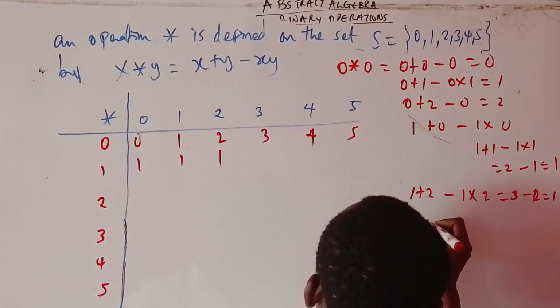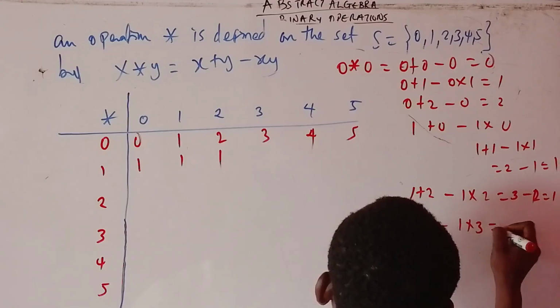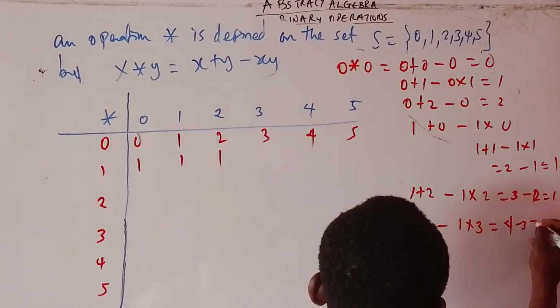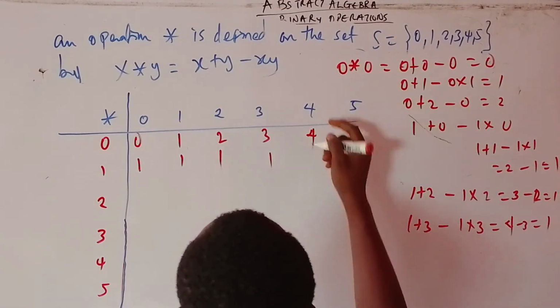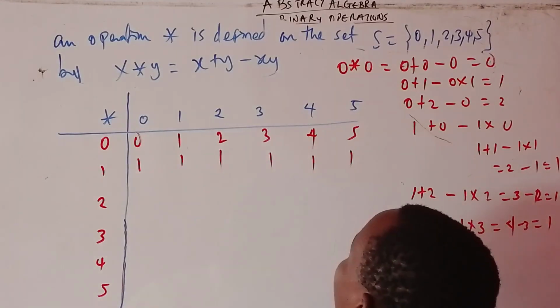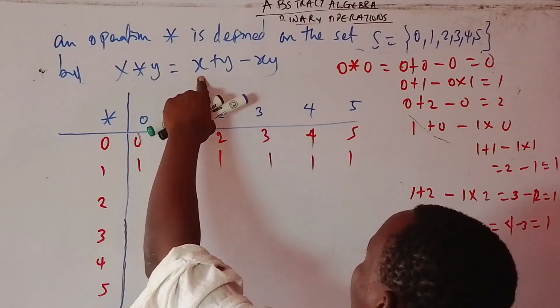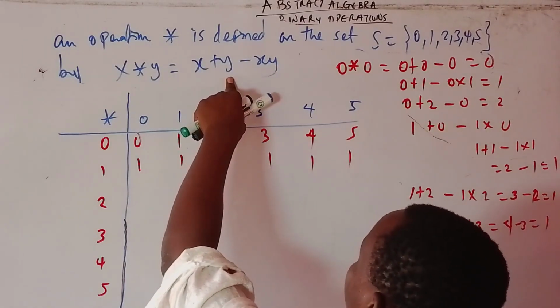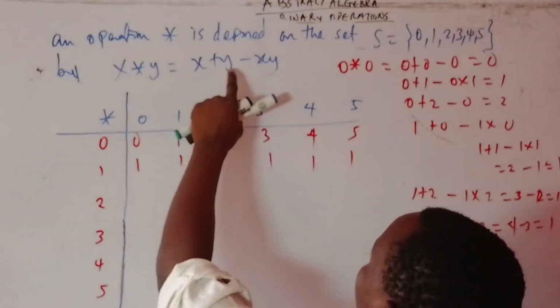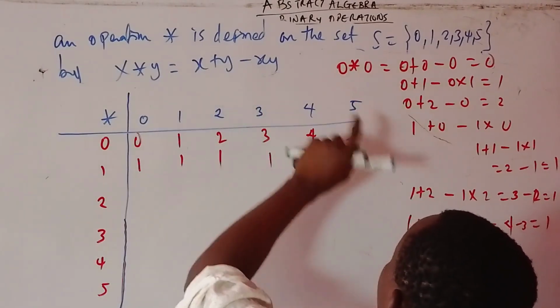Then move to 1 asterisk 3. That will be 1 plus 3 minus 1 times 3. So 1 plus 3 is 4. 4 minus 3 will give us 1. If you do that for 4, you have 1, because 1 plus 4 is 5, then 5 minus 4 is 1. For 5, 1 plus 5 is 6, and 6 minus 5 is 1.